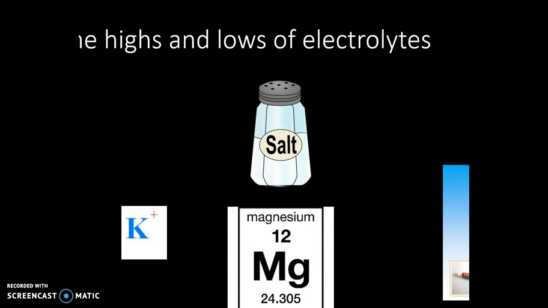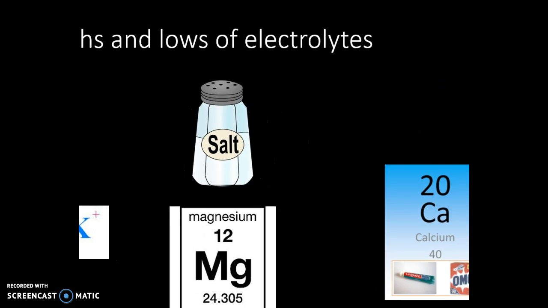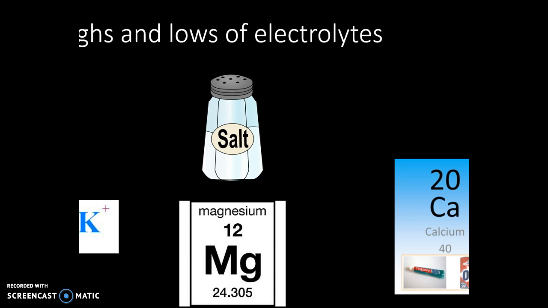Starting with the highs and lows of electrolytes. As we talked about in class, if there's not enough electrolytes in the body, you will see certain clinical manifestations. And if there's too much of something in the body, you're going to see certain clinical manifestations.